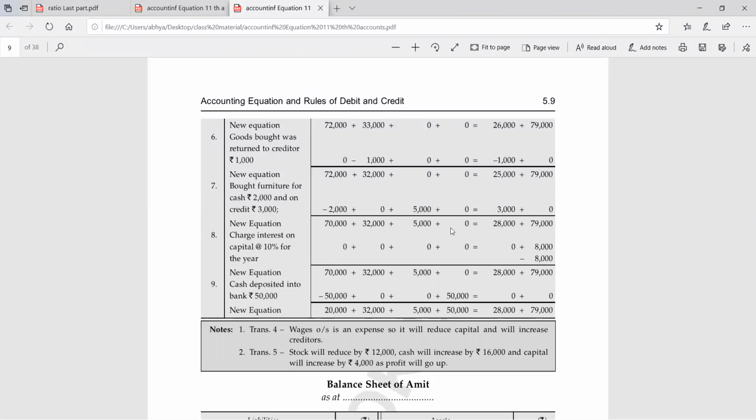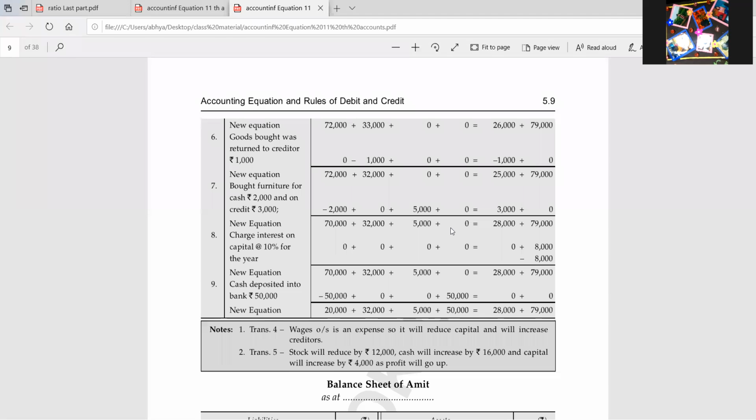So now again we have to make a new equation. 72,000 minus 2, which is equal to 70. 32,000, no change, will remain the same, 32. Furniture now we are having of rupees 5,000, no effect on bank balance. Creditors now we are having of 27,000. Earlier we were having 24 plus 3, 27. Outstanding expenses 1,000 and capital no effect, 79,000.